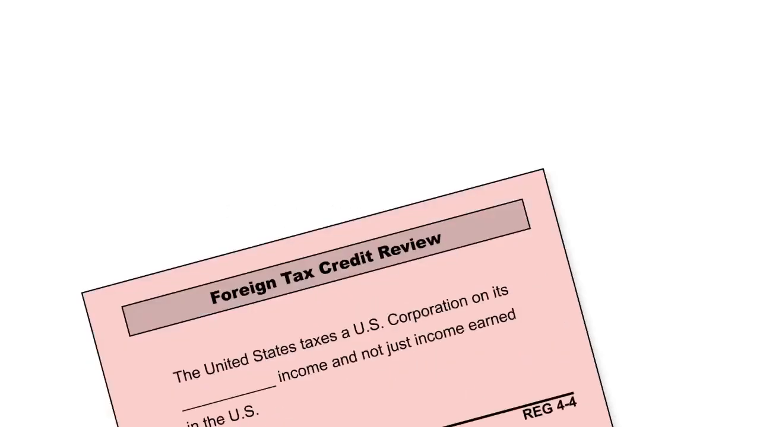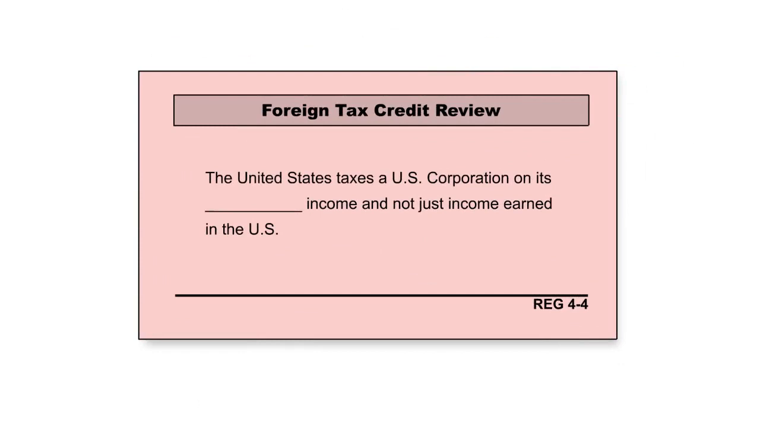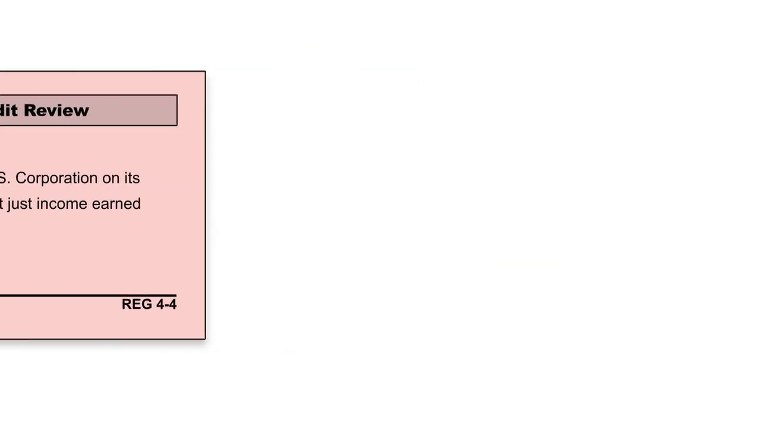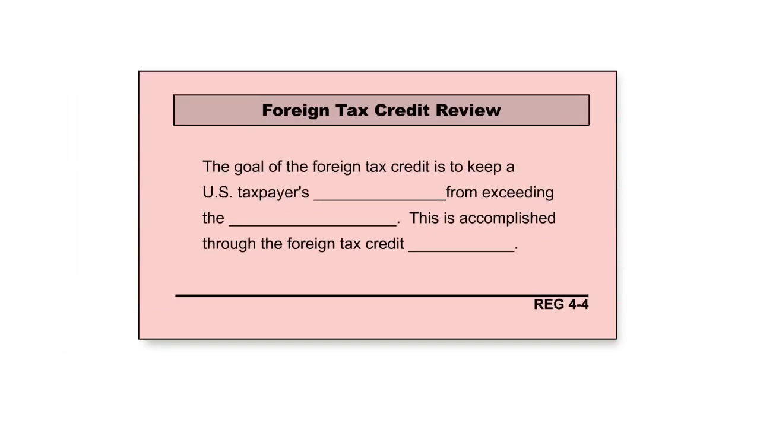next exam. When it comes to the foreign tax credit review, let's remind ourselves, the United States taxes a U.S. corporation on its worldwide income, not just the income earned in the United States. The goal of the foreign tax credit is to keep a U.S. taxpayer's worldwide tax rate from exceeding its U.S. statutory rate. That's because we're going to give your corporation a credit for the taxes they paid in another country back here in the United States. This is accomplished through the foreign tax credit limitations.